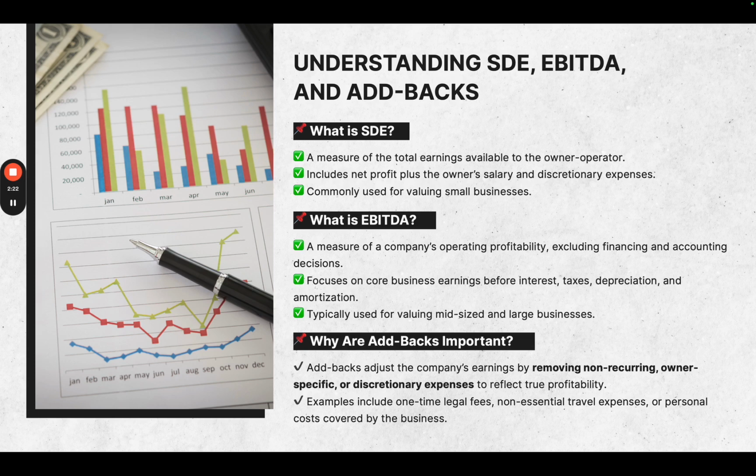And so what that is, it's a measure of the company's operating profitability outside of a few key things. So the way you do EBITDA is you find out the net income, which is the normal kind of measure on a profit and loss statement, right? And then you're going to add back interest, taxes, depreciation, and amortization. So that's what EBITDA stands for: earnings before interest, taxes, depreciation, and amortization.